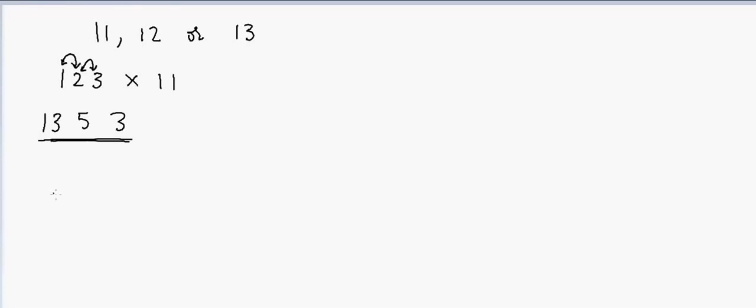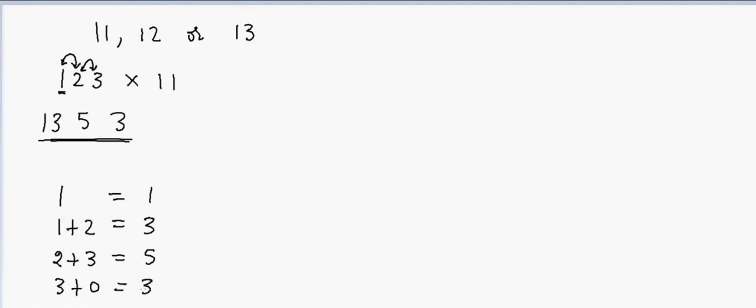Again, how did I do this? So my first digit is the same as the first digit we have here. My second digit will be equal to 1 plus 2, which is first digit plus second digit. My third digit will be equal to second digit plus third digit, and the last will be equal to the last digit plus 0, because we have nothing else left. So that will be equal to 1, 3, 5, 3. So that's my answer, 1353.